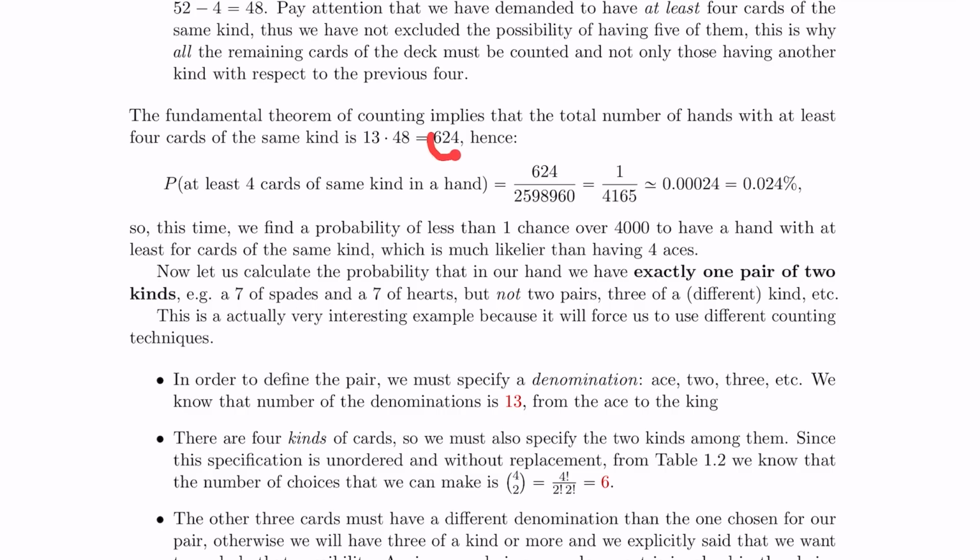The result is 624, so the probability of having at least 4 cards of the same kind in one hand is 624 divided by the cardinality of the sample space, which gives this number here, which is around 0.024%, slightly less than 1 chance over 4,000.